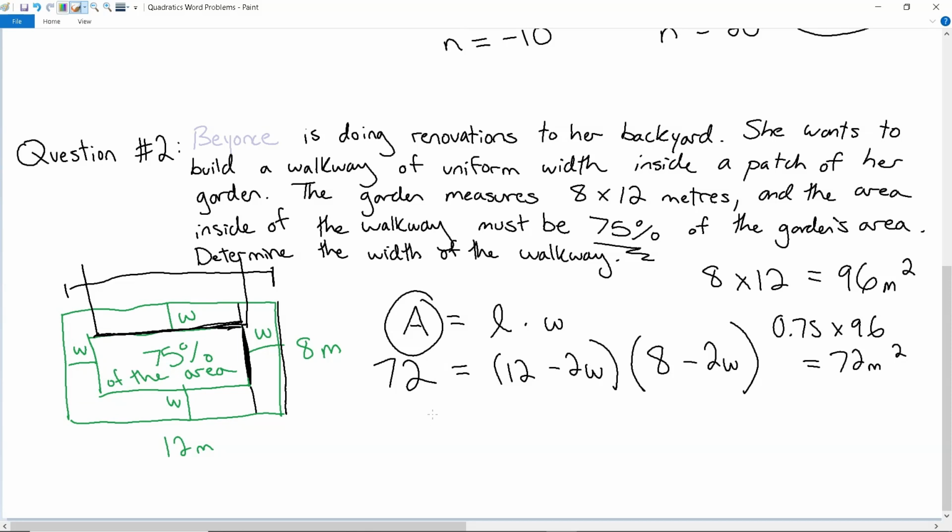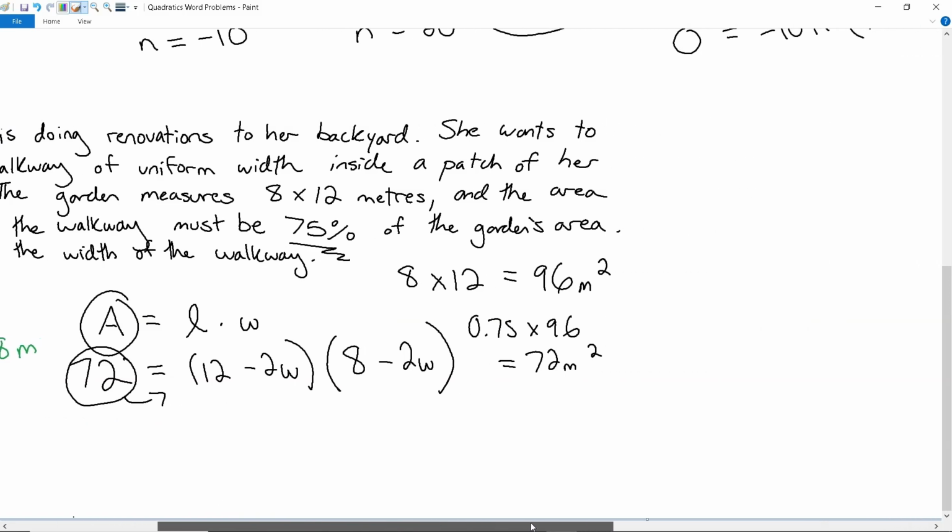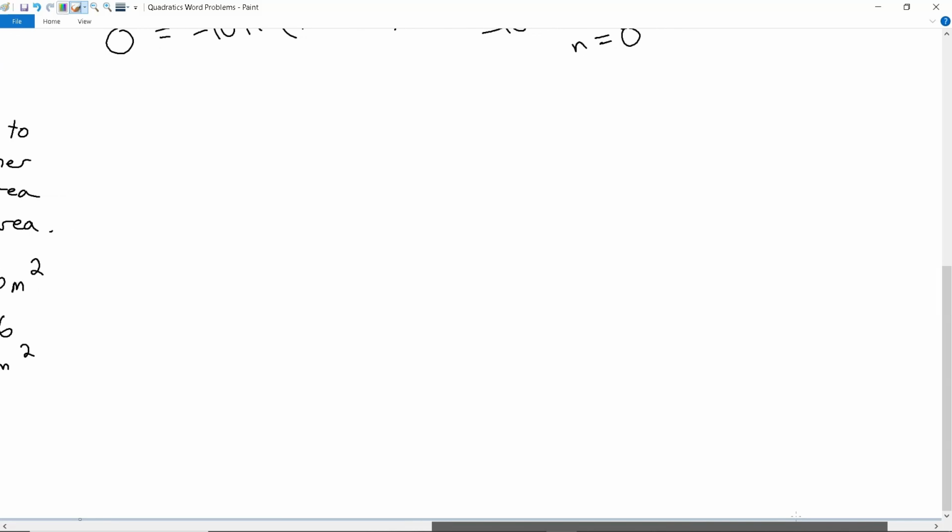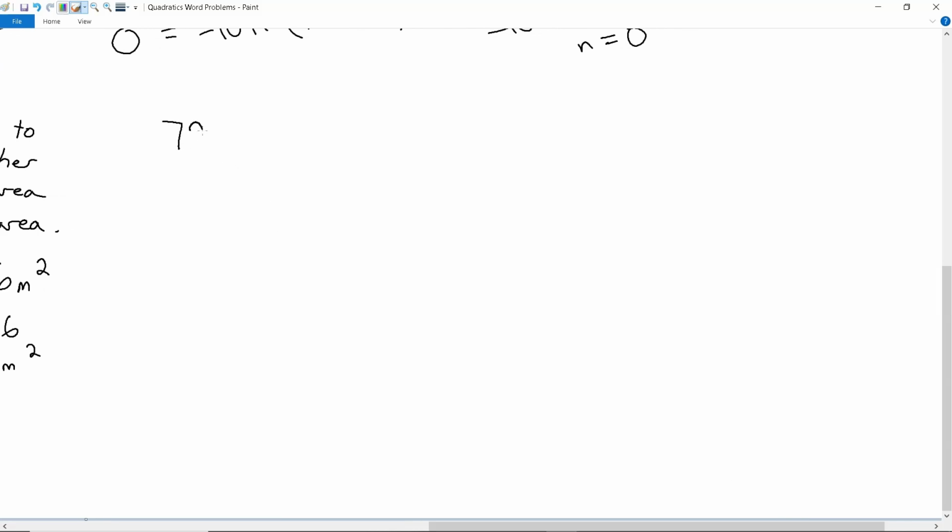Now, it's very similar to our first question with Taylor. We just need to expand this quadratic out from factored form, move this value over here, and then solve for our zeros. So let's do that over here where we have some more space. Just going to rewrite that out. So first things first, let's expand.